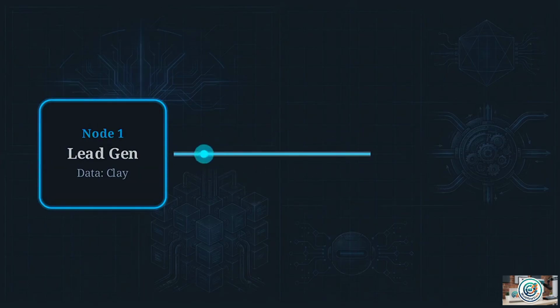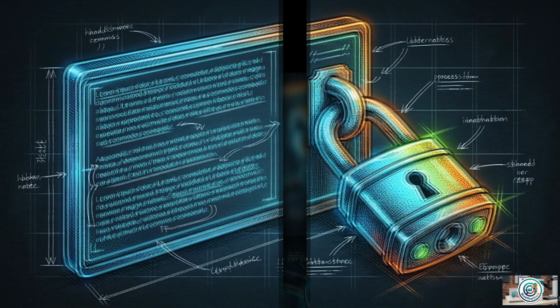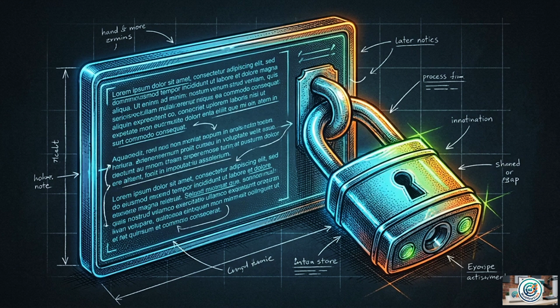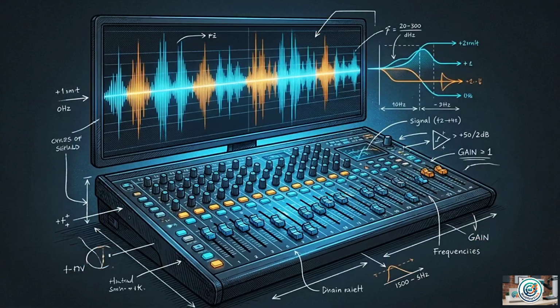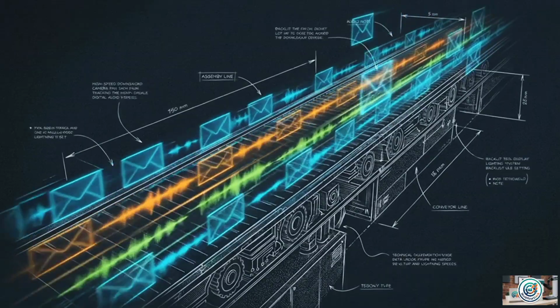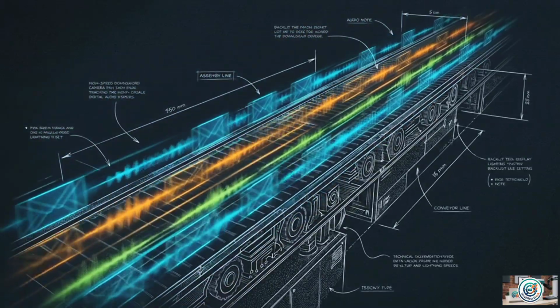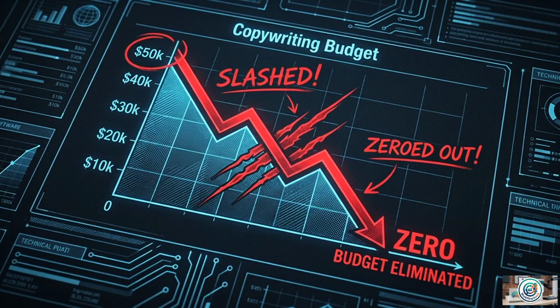From there, the data flows seamlessly into Node 2, content and copy generation, powered by Claude 3.5 Sonnet and ElevenLabs. The setup here demands rigorous systemization. You have to lock down your prompt engineering and meticulously calibrate your voice cloning parameters so the output doesn't sound robotic. The result is the instantaneous generation of personalized outreach emails and localized audio assets, produced at a scale no human team could match. You eliminate thousands of dollars in initial copywriting costs.